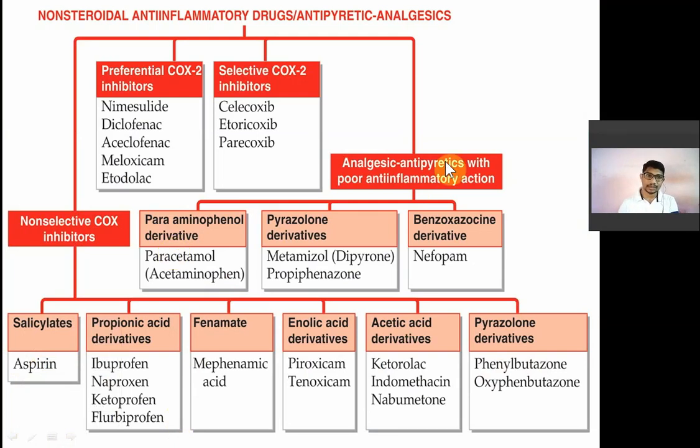They are classified first as non-selective COX inhibitors. Non-selective COX inhibitor means they will inhibit the COX1 enzyme as well as COX2 and COX3. So they have no selectivity in action. They can inhibit all COX enzymes, COX1, COX2, COX3. But in case of pain and inflammation, inhibiting COX2 selectively will give you more benefit. These are the drugs known as non-selective COX inhibitors.